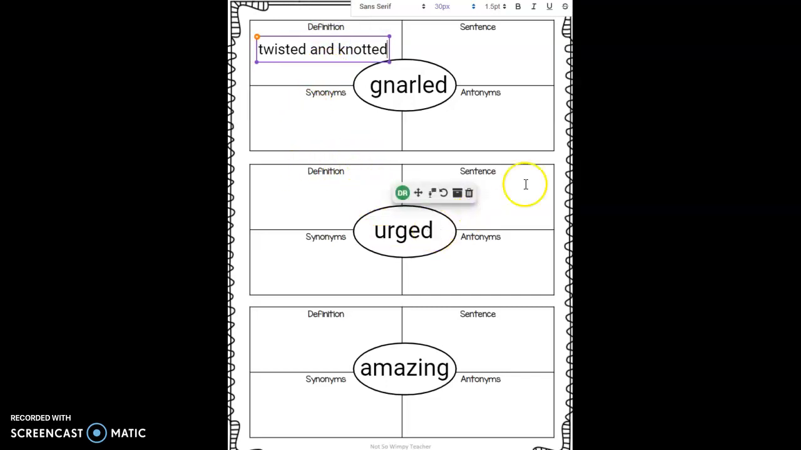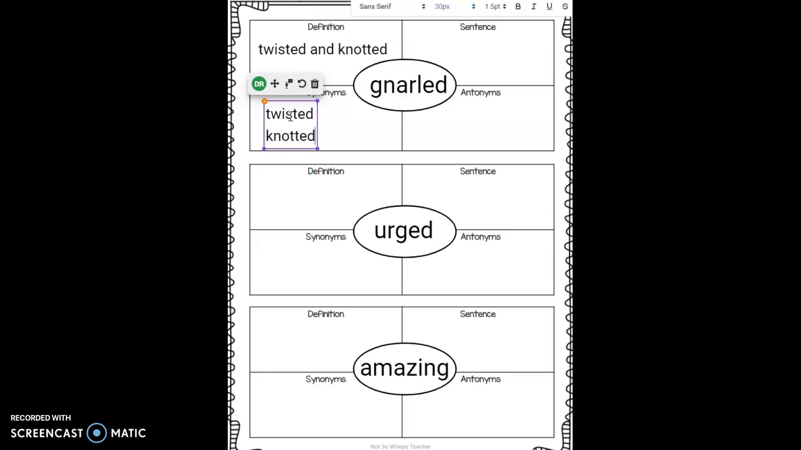Gnarled means something is all like curled up around itself. It's all twisty, turny, and like a tree trunk has knots on it, or shoelaces could be gnarled. They could be all twisted together and knotted. If it's twisty and it has knots, then it's gnarled. And for your synonyms, I want you to write those same words. I want you to write twisted, and I want you to write knotted.